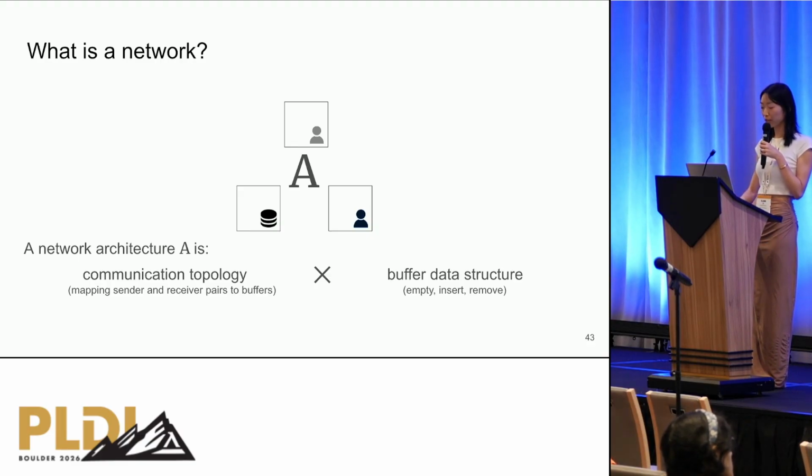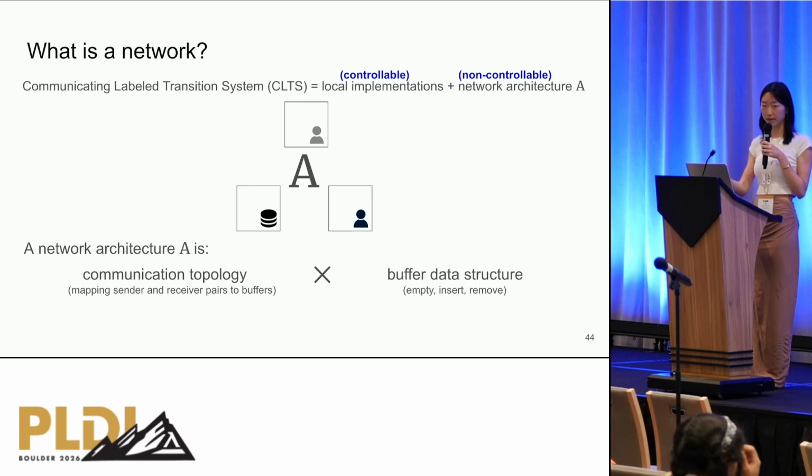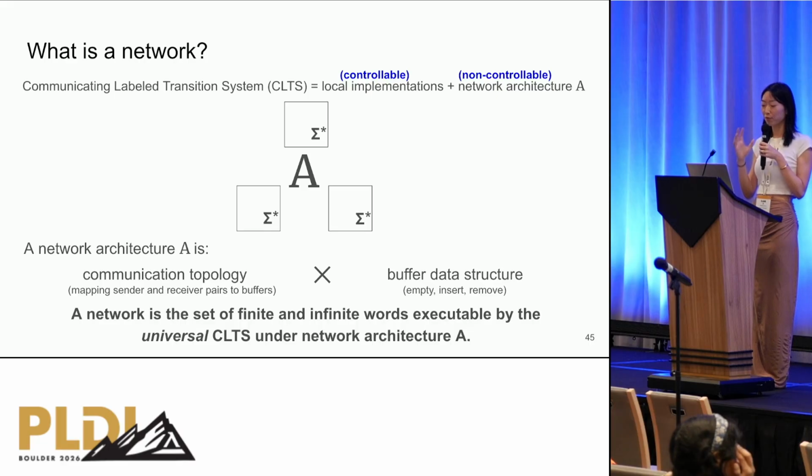And with that, our distributed implementation model is a set of local implementations, one for each participant, that is connected and communicating across a network architecture, defined in terms of these 2 components. With this, we are able to give a formal language semantics to network architectures. And we do so by removing the influence of local implementations on the set of behaviors that the system is able to execute, by setting each local implementation to be the universally accepting language.